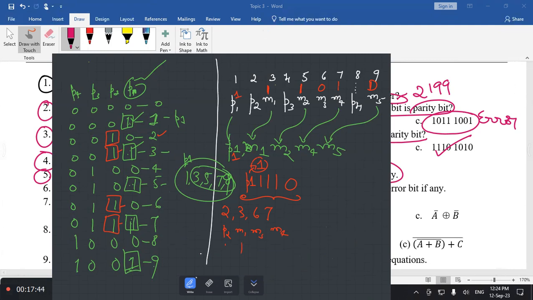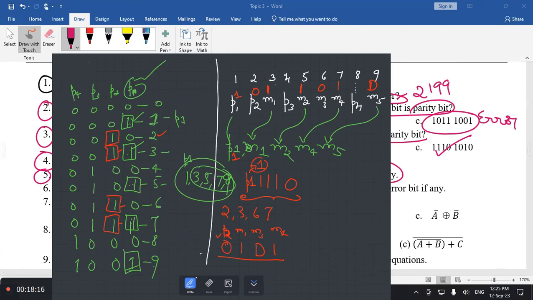Now tell me, what is this? M1 is 1, M3 is 0, sorry, M3 is 0, M4 is 1. Now tell me what will be P2 now? 0. Why is P2 0? Because you have to make the total number of 1 bits even. That's why we are making this 0. Now you got P2. P2 is 0.